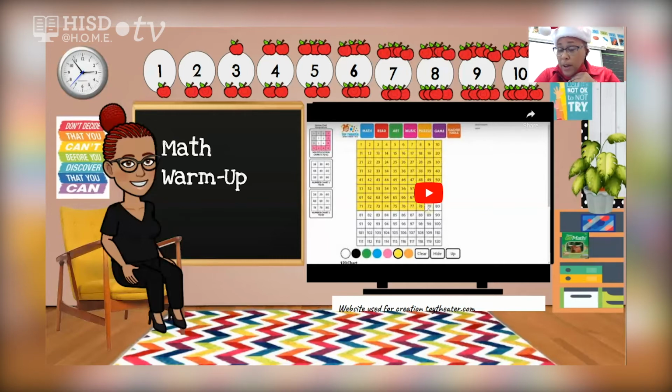Were you able to keep up? Did you finish before that video finished? If you did, give yourself a pat on the back. Great work identifying those numbers. Recognizing and identifying our numbers, being able to count to 120 is going to help us in our place value lesson for today.